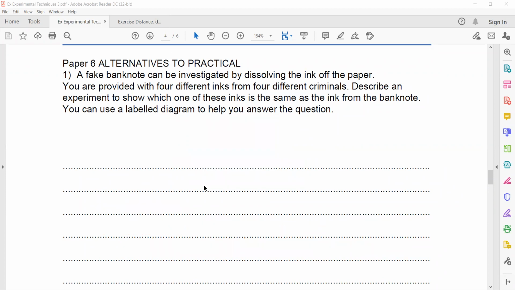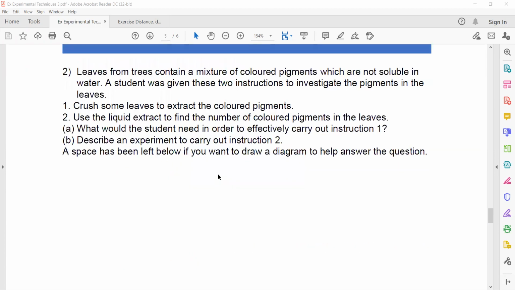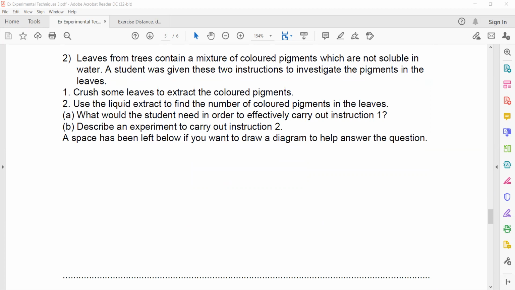Another question, in question 2, leaves from a tree containing a mixture of colored pigments, like leaves having different colors, which are not soluble in water, so we cannot dissolve them in water. The student was given these two instructions to investigate the pigments in the leaf. So the first instruction is crush some leaves to extract the color pigment. So first thing, he wants to crush and then extract the color and use the liquid extract to find the number of colored pigments. So what you have to write as the answer for the first one.